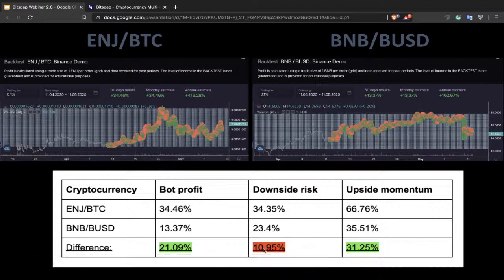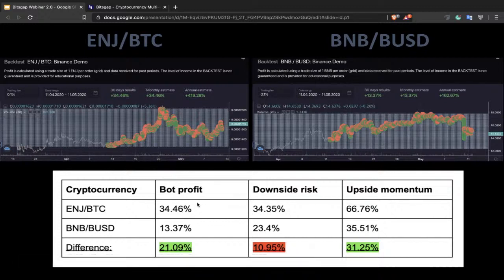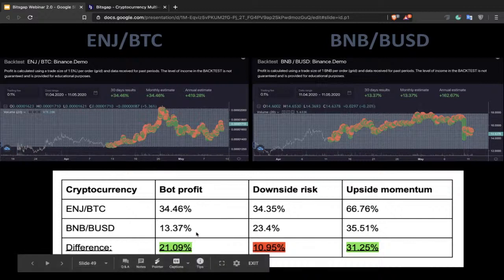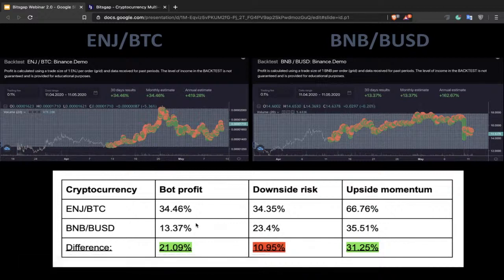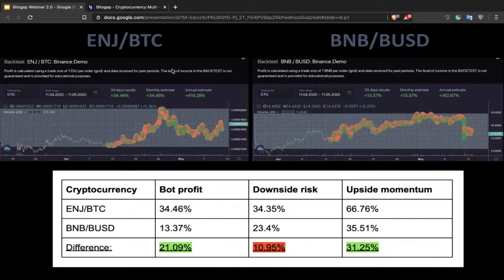So if you are a risk taker and you are looking for maximized returns, in this case ANG could be an option for you. But if you are looking for, how to say, more conservative results, then in this case BNB could be an option for you because it had a lower risk, but it also had a lower bot profit. So when you use backtesting, you can find the best suitable cryptocurrency pairs for your trading style.